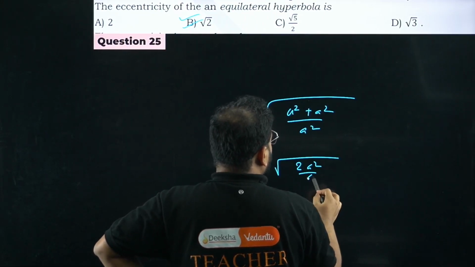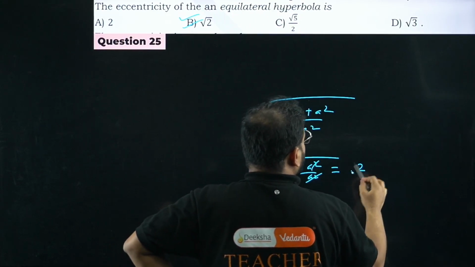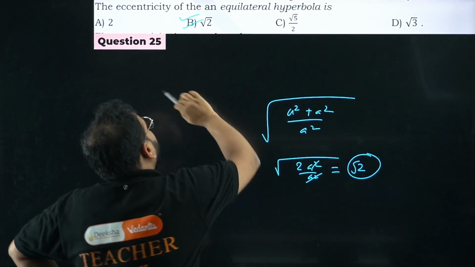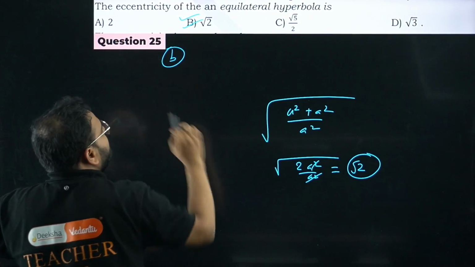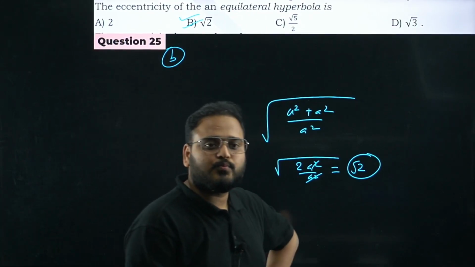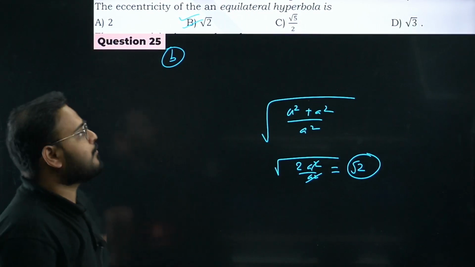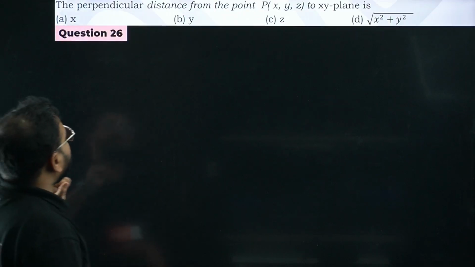The a squared by a squared cancel out. You have simply root 2 left. Please check. Option B is correct. For the equilateral hyperbola, the answer is root 2. Correct? Let's move on. The e value is done.